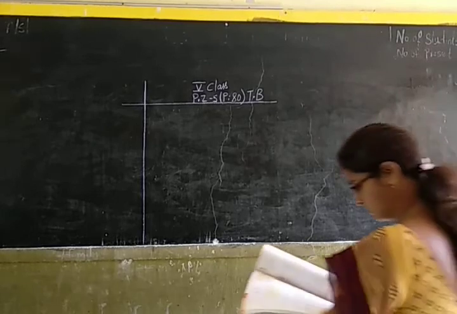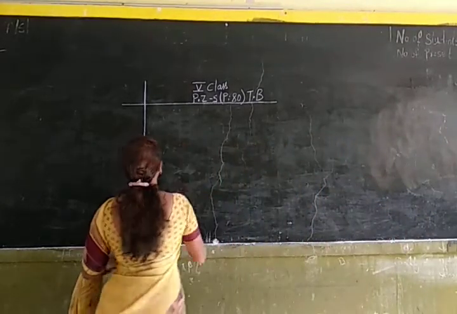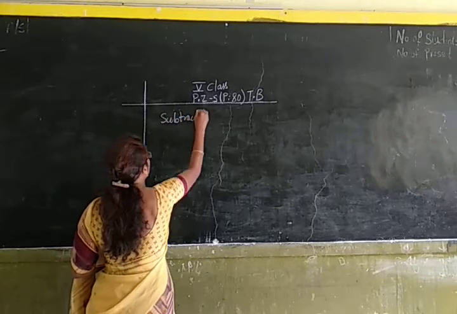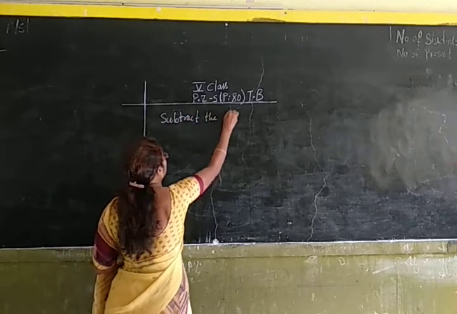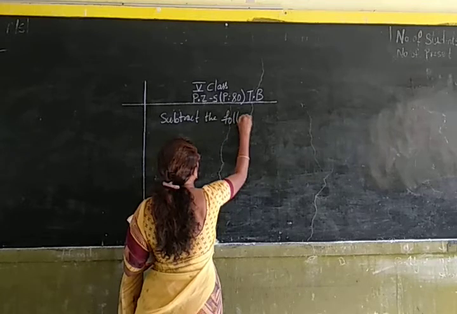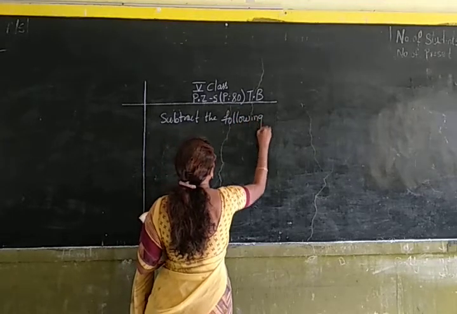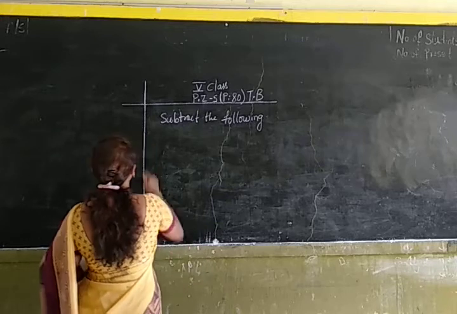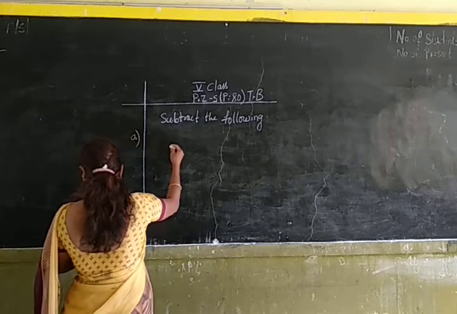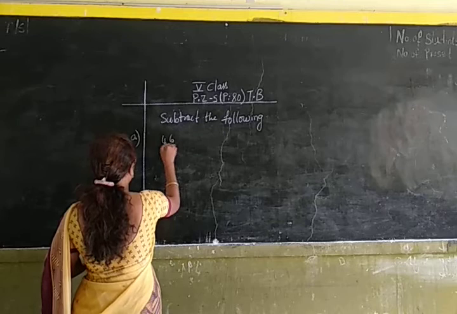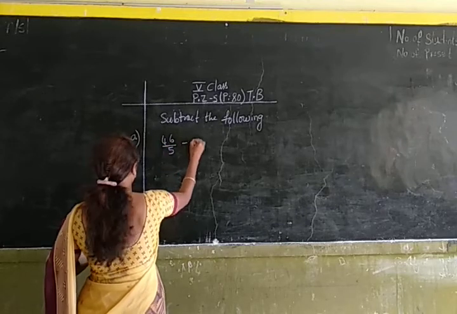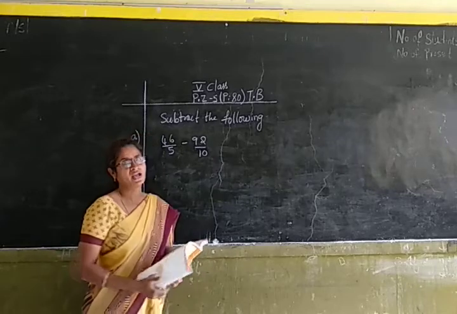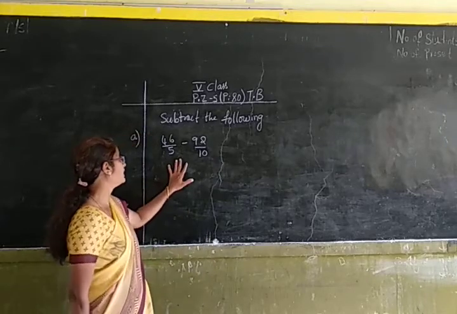Okay children, now let us do the A sum. The instruction is: subtract the following. The A sum is 46 by 5 minus 92 by 10.